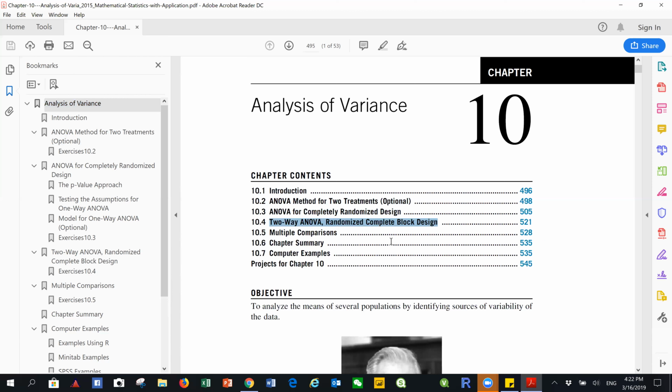But in this case, 10.4, it says the second way is usually referred to as a block, and it actually makes sense in the real world, because the other factor, the second factor, usually needs to be grouped or formed into blocks, so that the subjects with homogeneous characteristics can be grouped together.